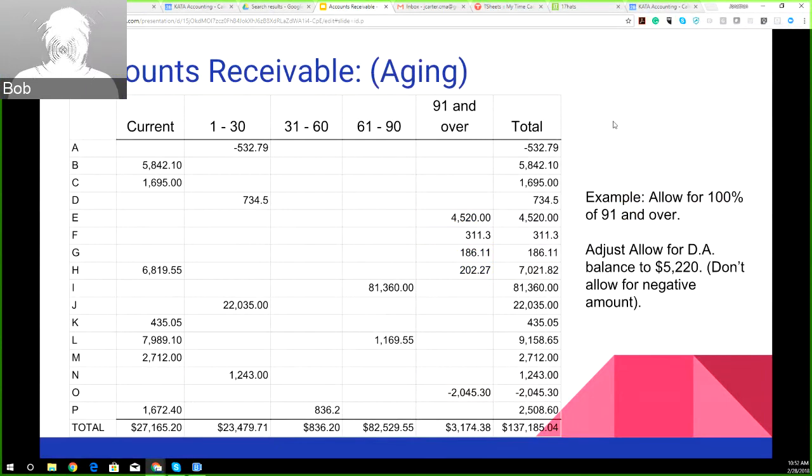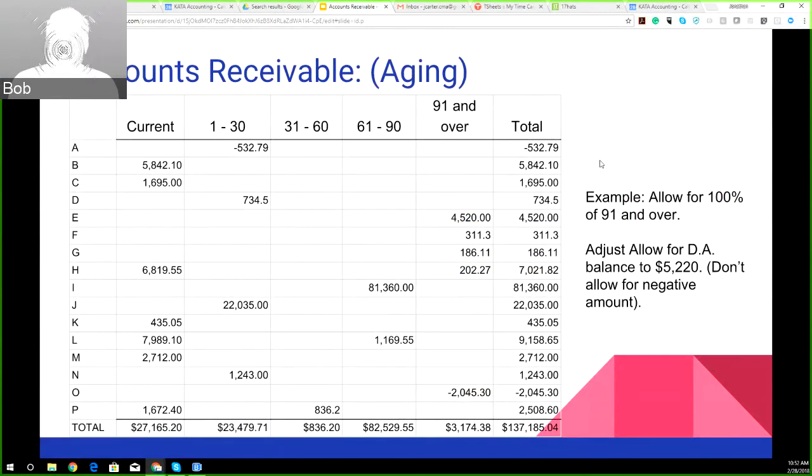So you use your aging, you make your allowance if the policy of the company is that. So you allow for 91 days and over. So now notice in this case, there's a pretty large negative in the 91 days and over. You don't want to include that in your allowance. So you're going to allow for the other 4 accounts here.